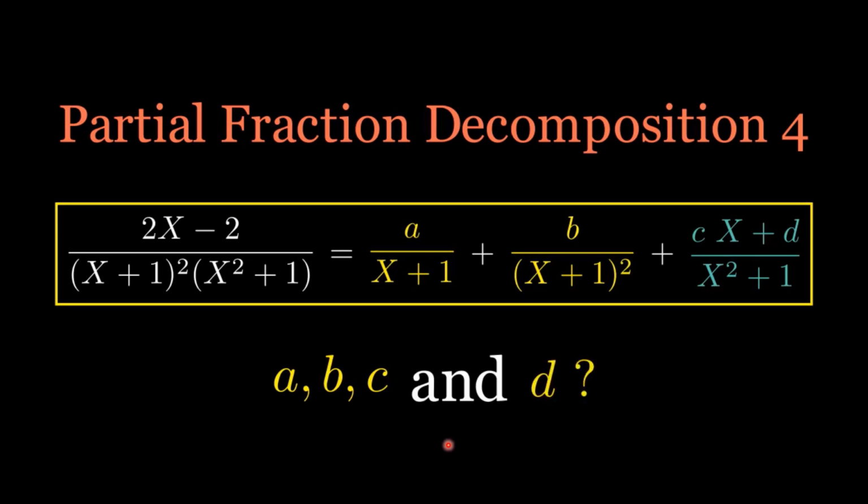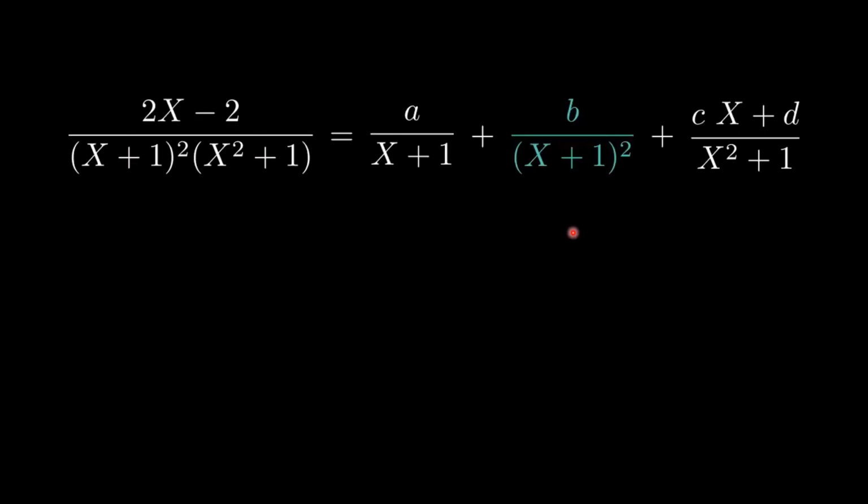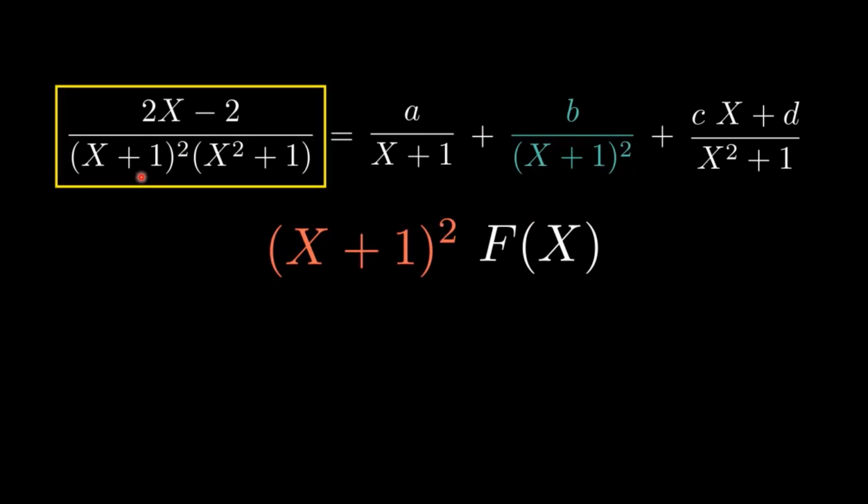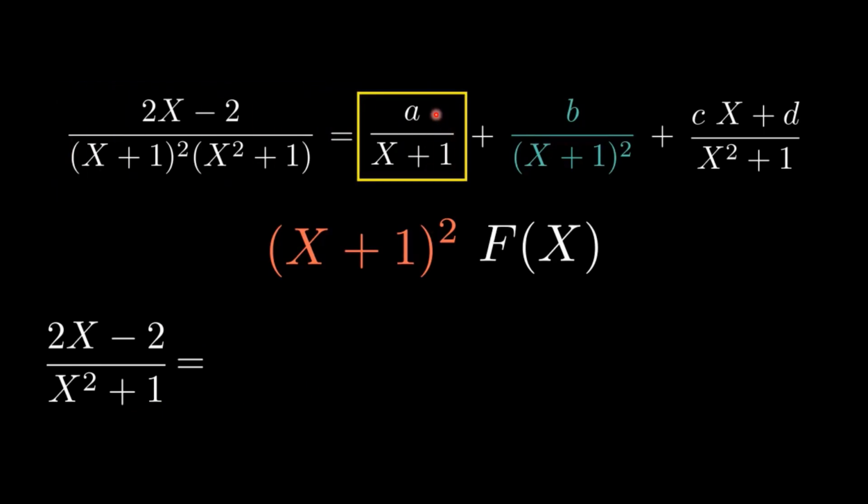So we will find the constants in the easiest way, by using the easiest equations. We need 4 equations because we have 4 unknowns. First of all, we will focus on the constant b. So we multiply f of x by x plus 1 squared. So here we simplify by x plus 1 squared. We get this fraction equals, here we simplify by x plus 1.